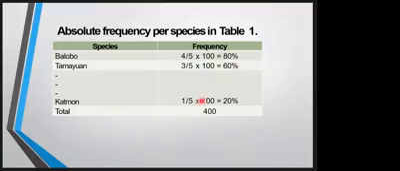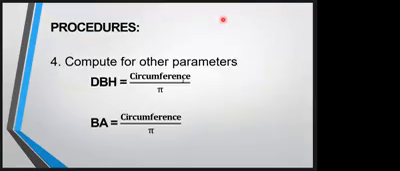So on and so forth for Katmon, no? If you can go back to the table, having a total of 400 all in all. So that's for the frequency of all species in that area. So now, another procedure we have left is how we compute for other parameters.